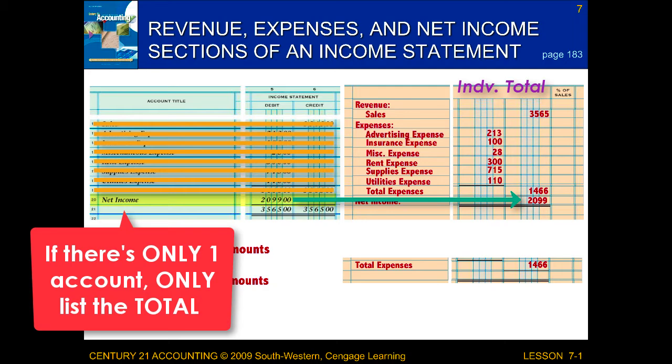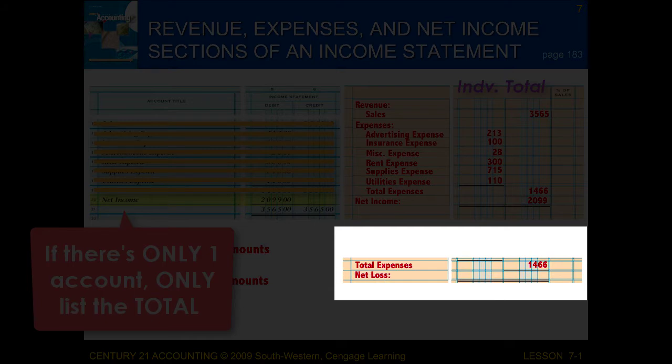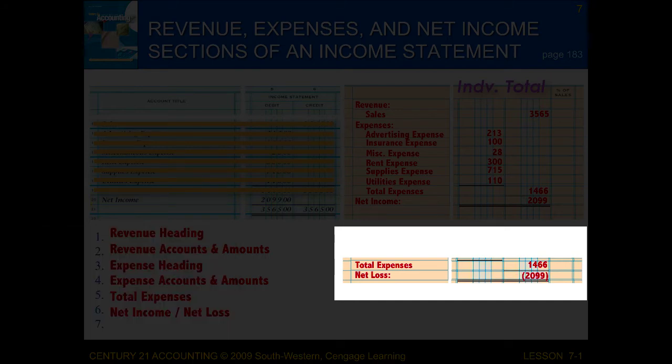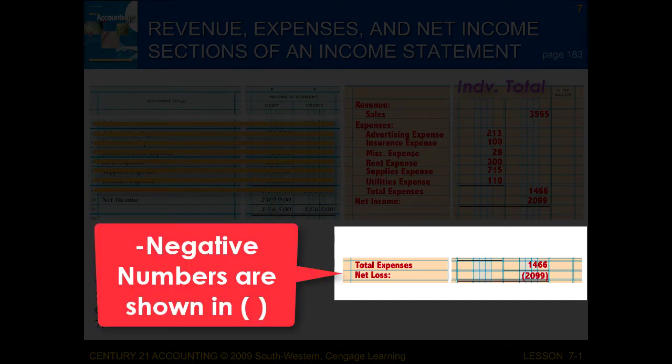If I had had a net loss, it would look the same. I'm just going to show you down here. I would write net loss because it's what I had. And again, I would take that number, whatever my net loss was, and it's a total, so I'd put it in the right-hand column, except this time I would put it in parentheses because in accounting, negative numbers are shown in parentheses. So it's still placed in the same exact spot as it would be if it was an income. The only difference is I would put it in parentheses and I would use the word loss instead of income.